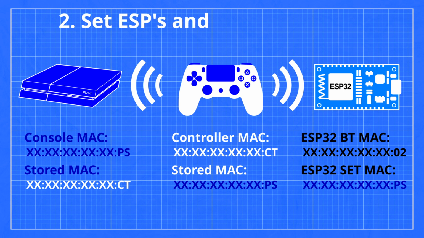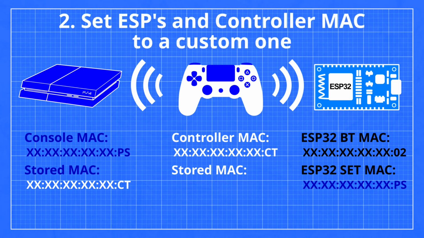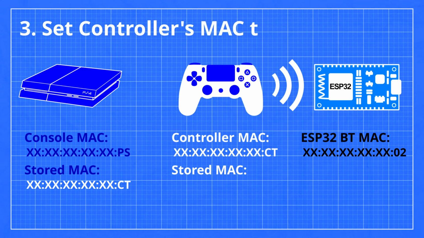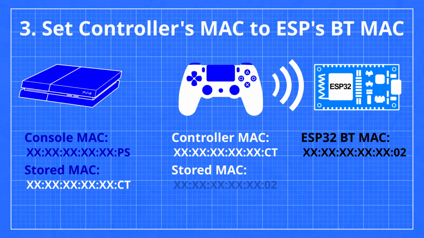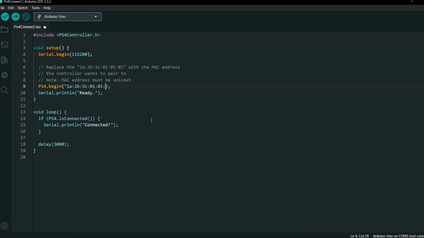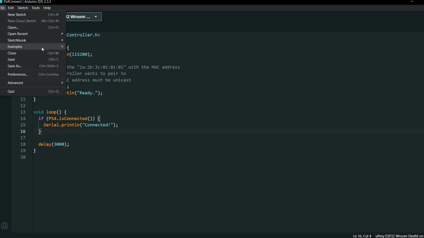Second case is to change a master MAC address in controller to a custom one and set this address in ESP. Then DualShock will only connect to the ESP. Or we can see what MAC address is the ESP's Bluetooth and put it as a master into the controller. I'll be going with the last option, because after this setup, it reduces the amount of code that we need.